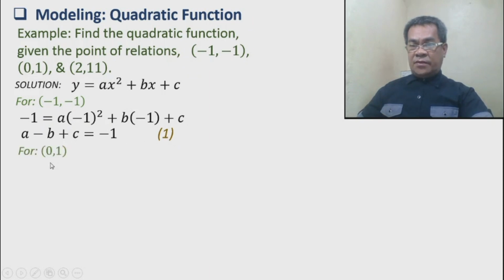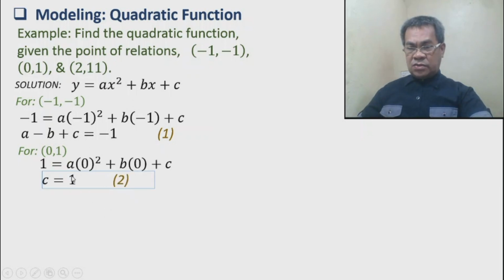Then for the next point, substitute again: x is equal to 0, then y is equal to 1. Therefore, in this case, we are able to solve for c. So our c is already 1. Leave this as equation 2 because we need that. So we know already c is equal to 1, but we still have the unknowns A and B. So we have to continue.